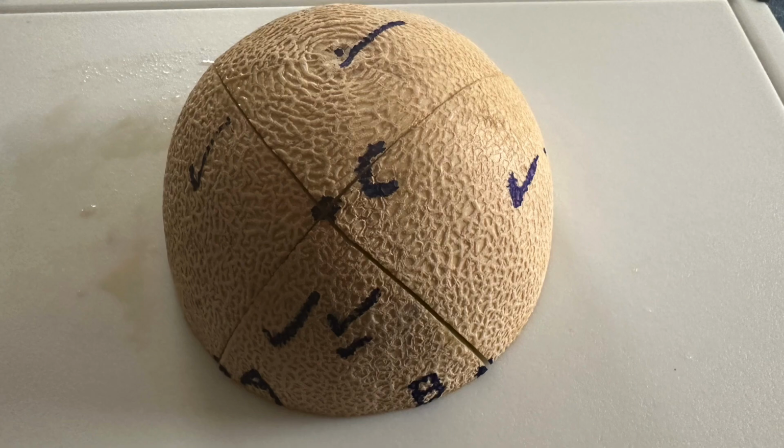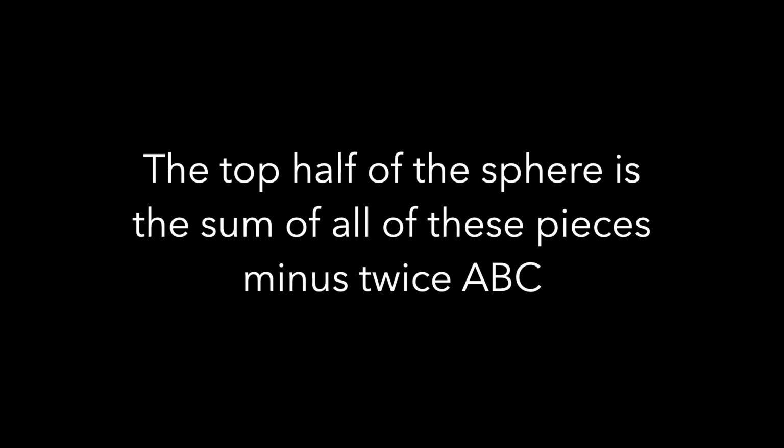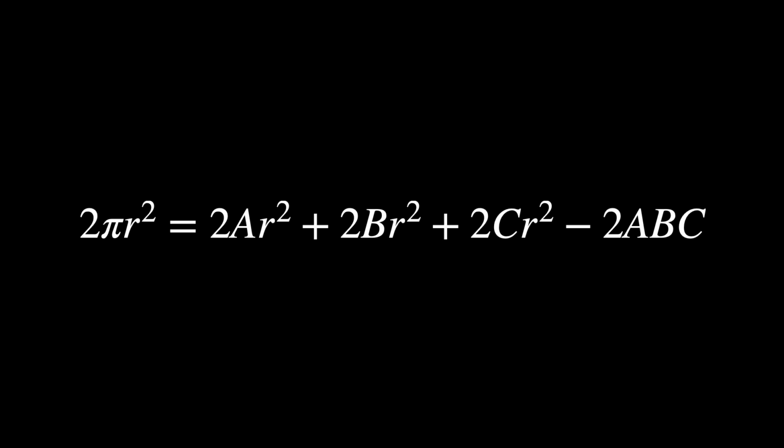So the top half of the sphere is the sum of all these pieces, except that we've counted the triangle ABC 3 times. So this is accounting for how we've counted the various pieces. So the top half of the sphere, which is 2 pi r squared, is the sum of all of these pieces minus twice ABC. So the area of the top half of the sphere is 2 pi r squared, and the pieces are 2Ar squared plus 2Br squared plus 2Cr squared, and we subtract out twice the area of the triangle.